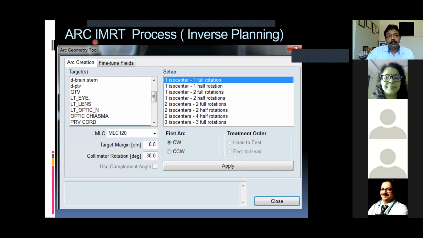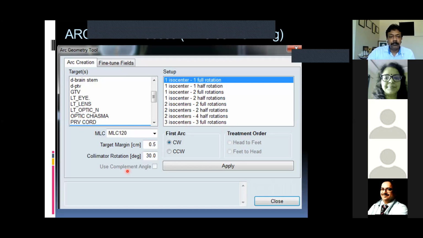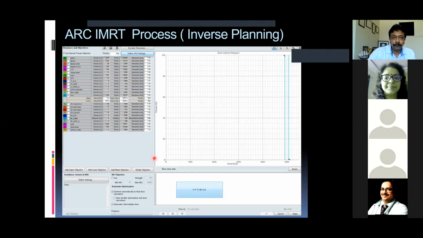In ARC IMRT process, meaning RapidArc or VMAT, we have to select the number of isocenters and number of rotations, and the target margin. If you have a multiple MLC system, then you have the option to select this system. You also have the option to change the collimator angle. And this is the inverse planning process. This is similar to the previous one.